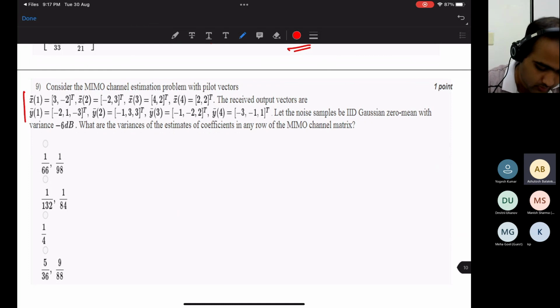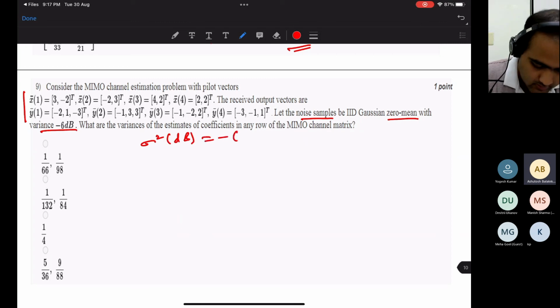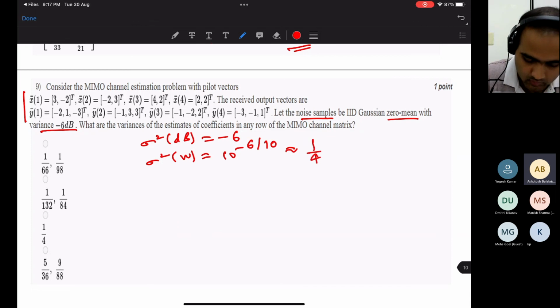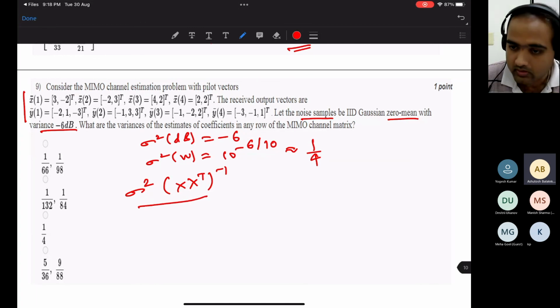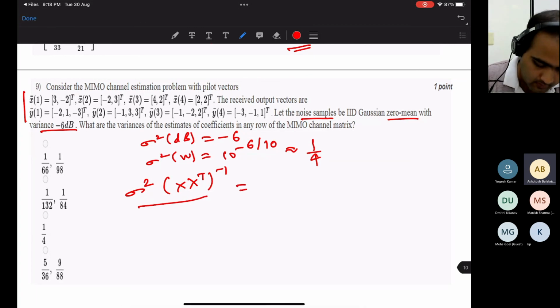Okay. So again, this is the same model. The noise samples are given as zero mean, variance is minus 6 dB. So sigma square in dB is minus 6, so sigma square in watt is 10 to the power minus 6 over 10, and this is approximately 1 by 4. Now we need to find the variance of the channel estimate. How will we do this? Sigma square into x transpose inverse is what we have to compute, and sigma square is 1 by 4.